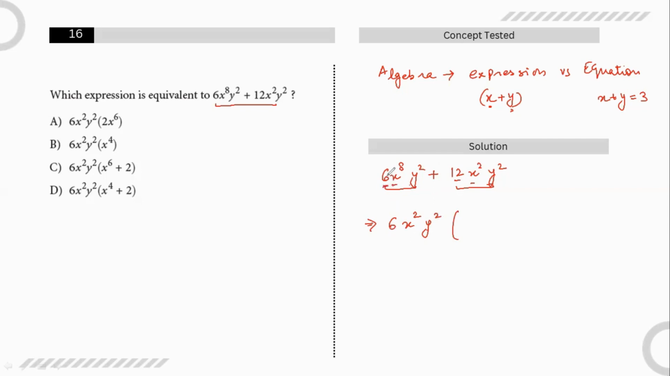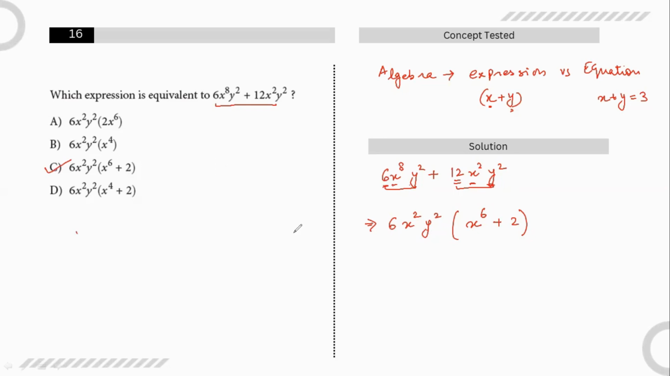From the first term, with 6 taken common, what remains is x raised to power 6, because 2 is already taken common. Plus, out of 12, 6 taken common, what is left is 2; x square and y square are already taken common. So our answer will be 6x square y square times (x raised to power 6 plus 2). Let's quickly check. That is option C being the correct one.